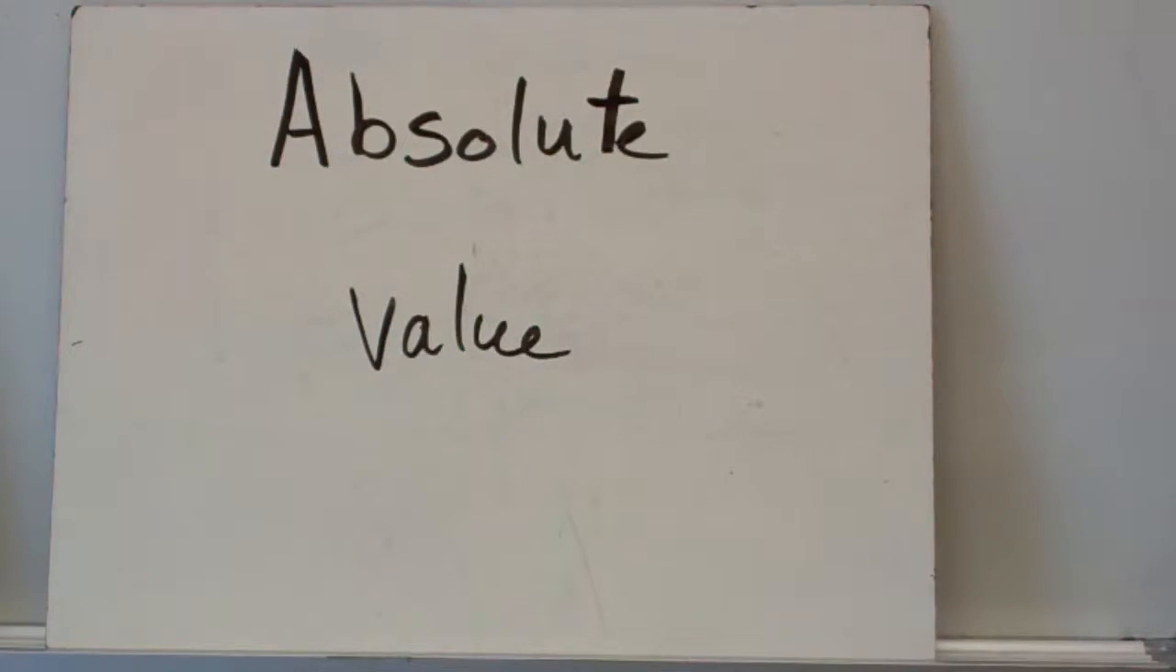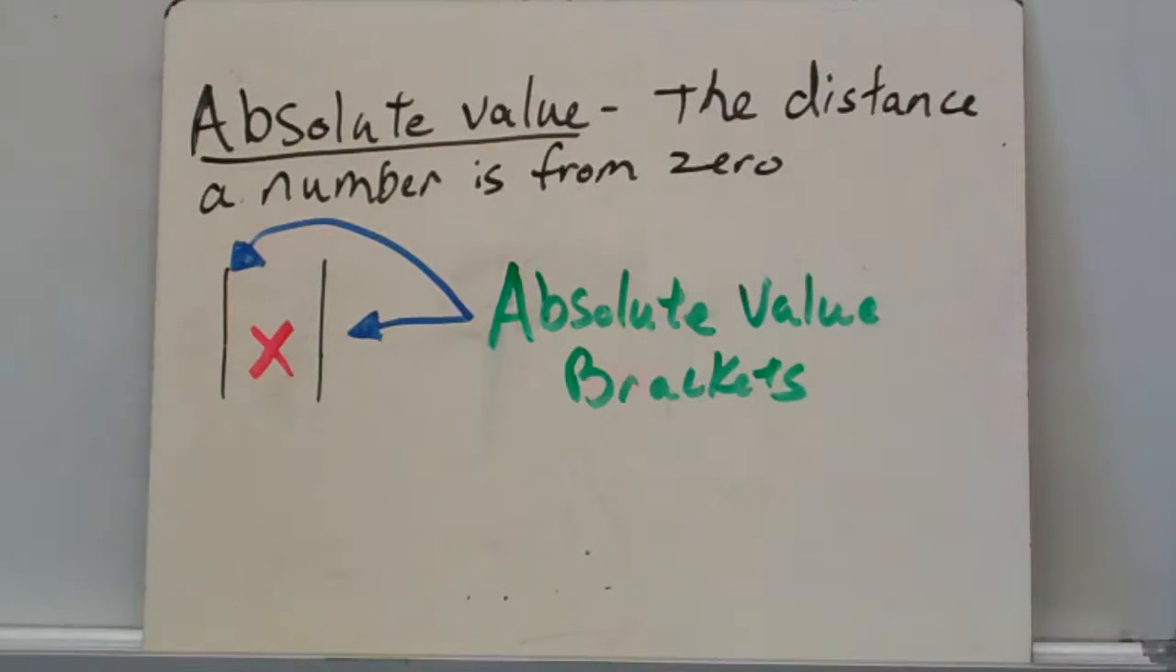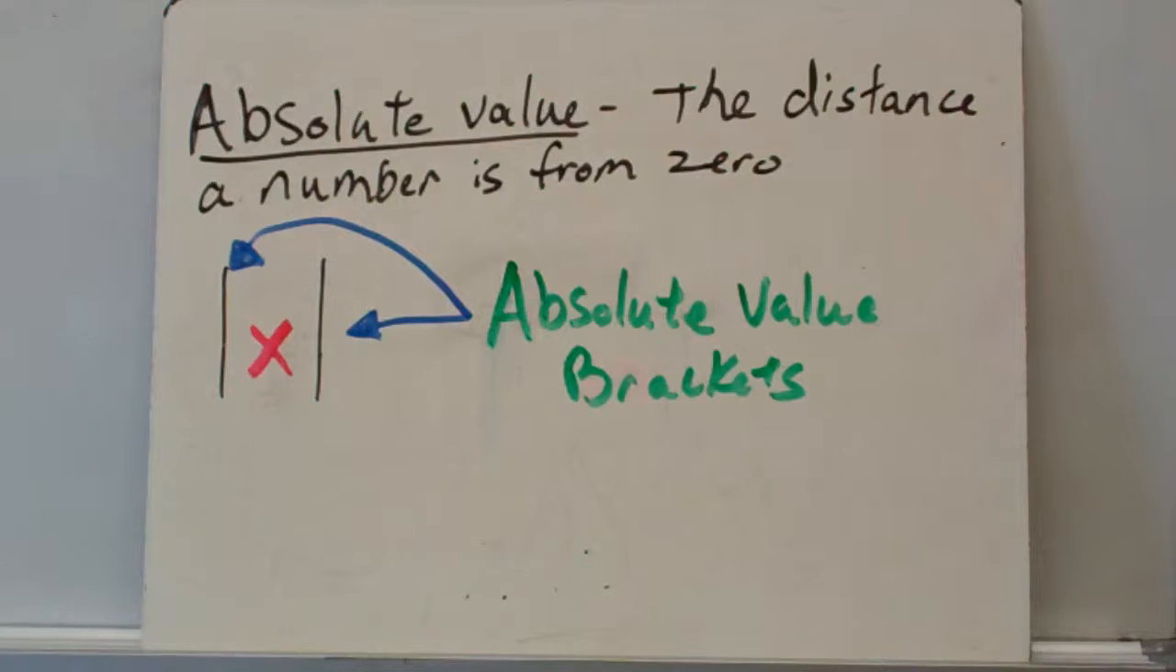Hey guys, today we're going to talk about the absolute value. The absolute value can be defined as the distance a number is from zero. So we're going to end up counting how far away a number is from zero.